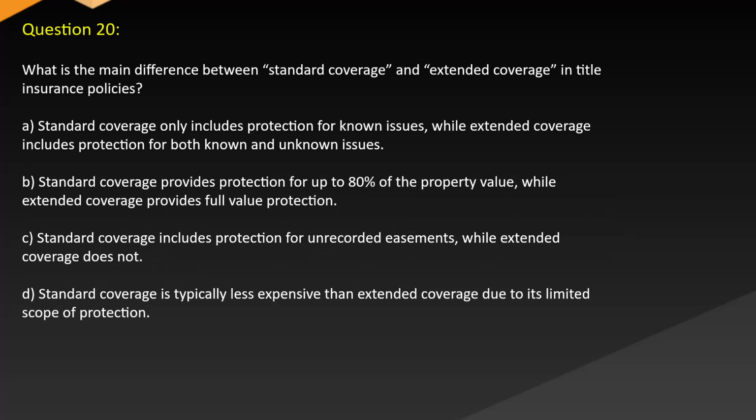Question 20. What is the main difference between standard coverage and extended coverage in title insurance policies? A. Standard coverage only includes protection for known issues, while extended coverage includes protection for both known and unknown issues. B. Standard coverage provides protection for up to 80% of the property value, while extended coverage provides full value protection. C. Standard coverage includes protection for unrecorded easements, while extended coverage does not. D. Standard coverage is typically less expensive than extended coverage due to its limited scope of protection.